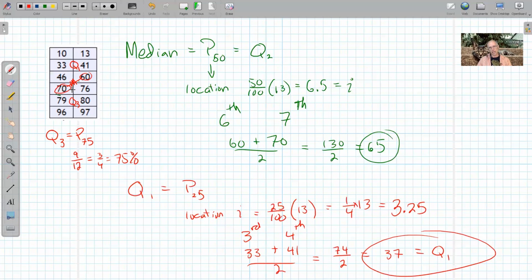Percentiles, quartiles by hand. Spreadsheet, again, will give different numbers, but this was just an exercise to try and wrap our minds around what the heck a percentile means. It's a position that marks, in this case, where 50% are at or below that point, or in this case, 25% are at or below that point.